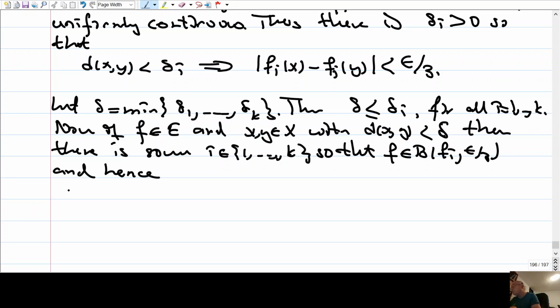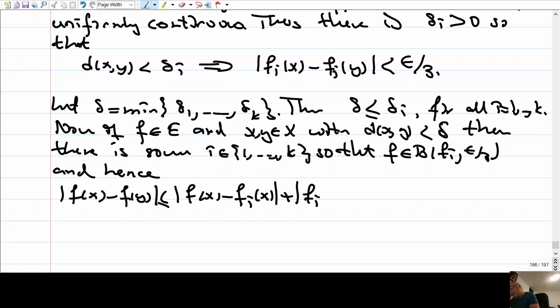In particular, we have the following: the absolute value of f(x) minus f(y), which is less than or equal to the absolute value of f(x) minus fi(x), plus fi(x) minus fi(y), plus fi(y) minus f(y). All right.